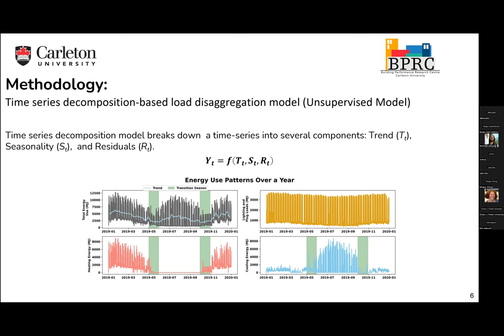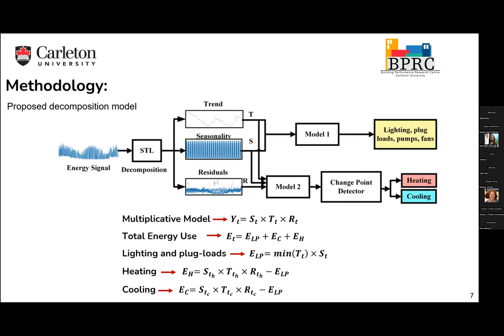Again, this is work done by my PhD student. I'll probably butcher what she has done, but I'll try my best to explain. The general idea is that the whole signal goes into a time series decomposition model. That model is, don't ask me why, multiplicative. She tried many different versions, and it turns out the multiplicative model yields the best performance. It multiplies seasonal behavior with trend behavior, as well as residuals. Once it's separated, it goes into different models.